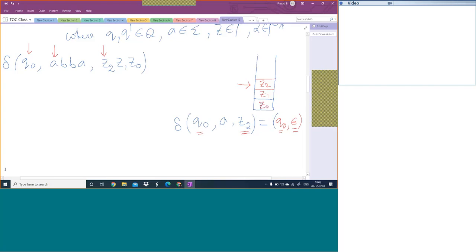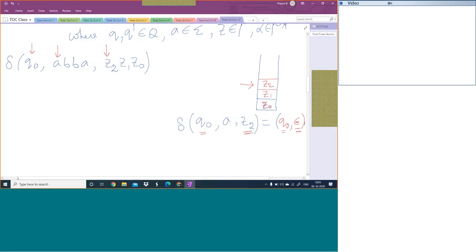Now, this is the present situation. After this, the machine will be in the same state because we are not changing it. And I told you the string will be scanned one by one. Now it has scanned A, and the remaining string is BBA. This Z2 is deleted as per this epsilon. If I delete this, then the remaining symbols in the stack will be Z1, Z0. Do you understand? Okay, so Z2 is deleted.